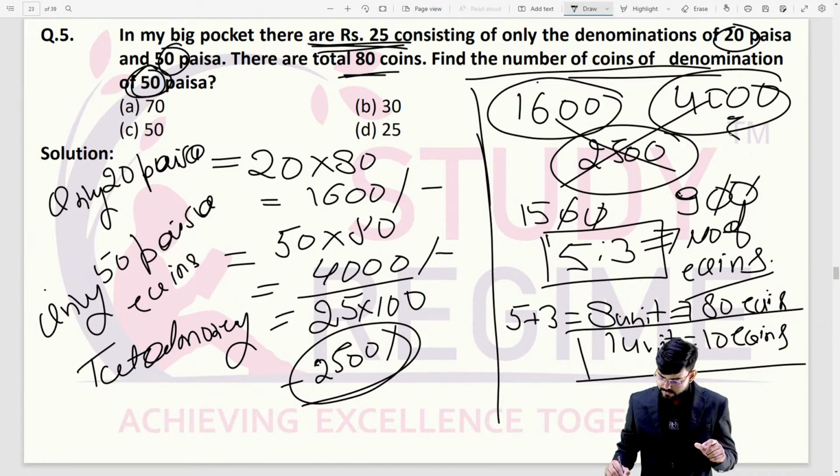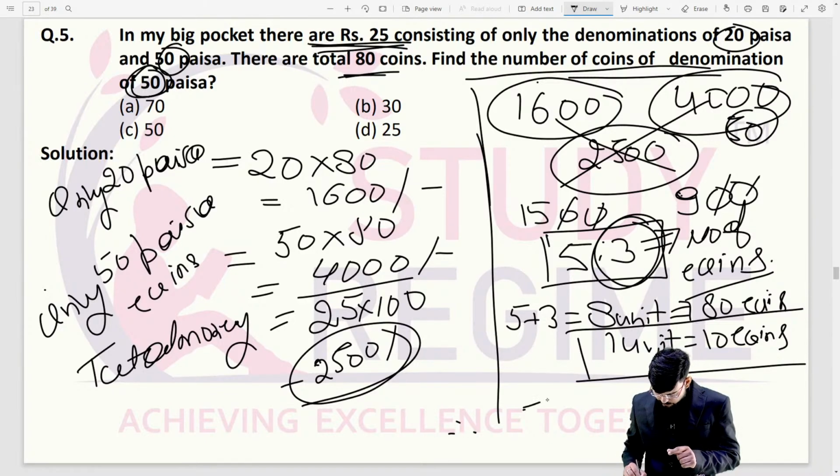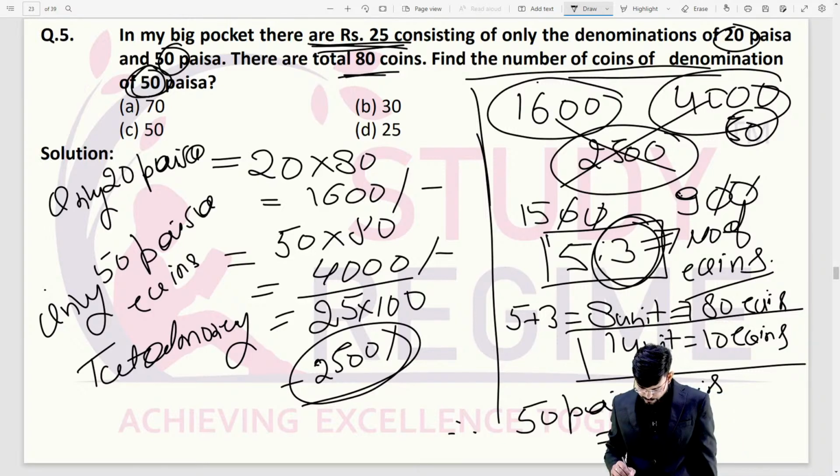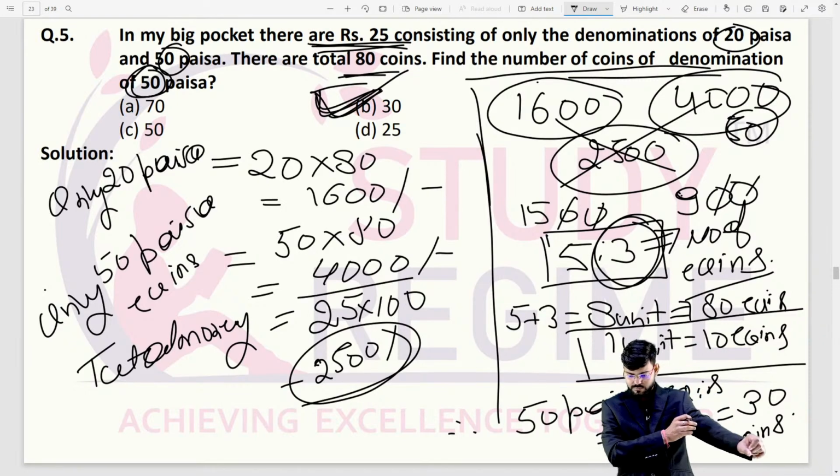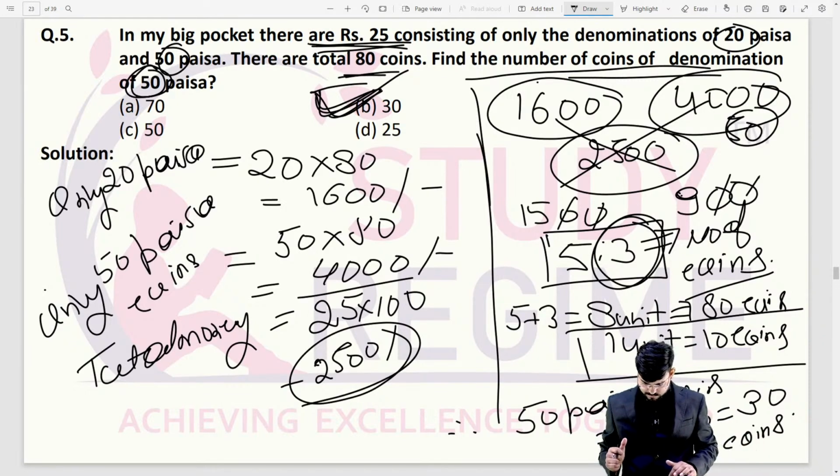So these were the 50 paisa coins. The ratio comes out to be 3. Therefore, 50 paisa coins will be how much? 3 into 10. This will become 30 coins. Clear? So your answer will become B. Okay.